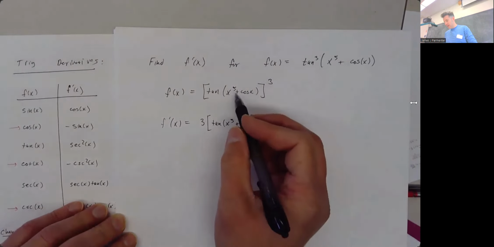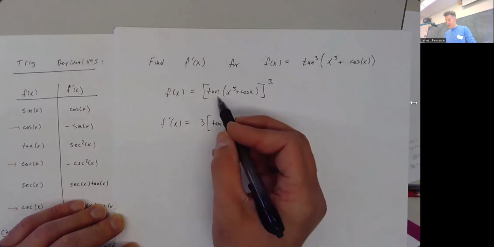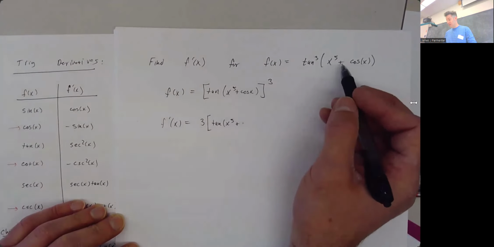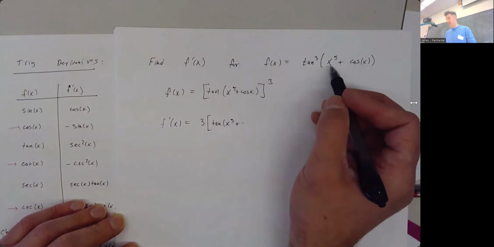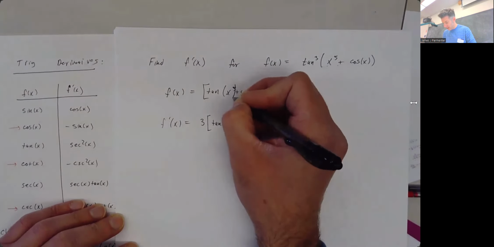Oops, I got my parentheses a little wrong there. You guys see that? I've written this as tangent of x to the fifth plus cosine x, but that's actually not what I wrote there. It was tangent of x to the fifth plus cosine x. Sorry if that threw you off. I apologize. It should be like that.